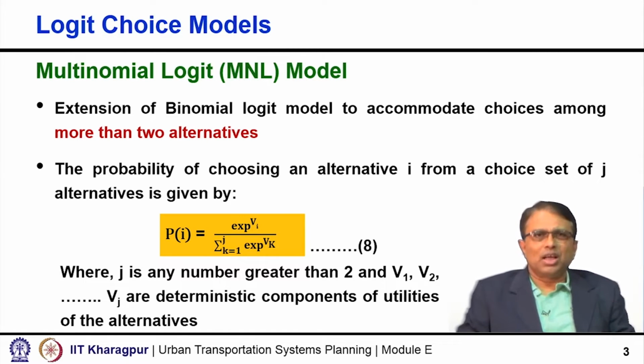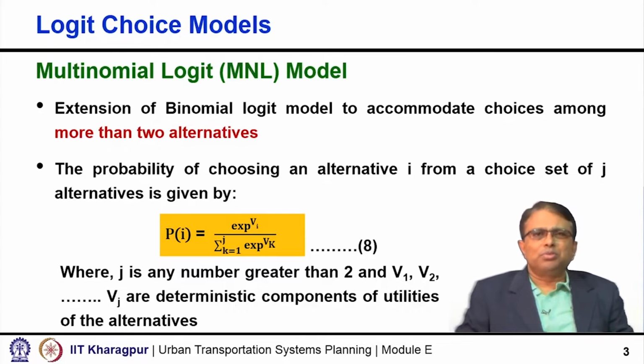And how does it look? If we are trying to find the probability of choosing I from a set of j alternatives, that means not 2, but more than 2, so the value of j is more than 2. So, we have j alternatives, and what is the probability of choosing alternative I?